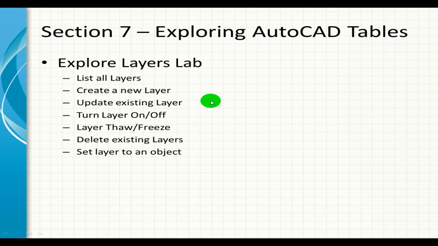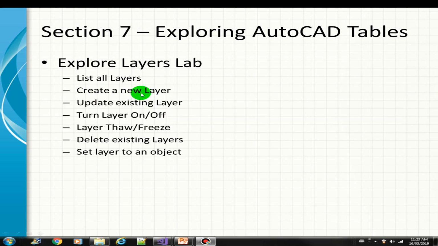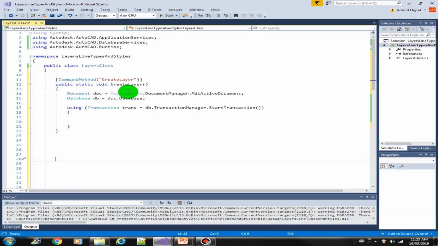Let's continue working on the layers. So our next exploration would be to create a new layer. So let's get going. I have here created a function or a method called create layer. Basically, this is being built on top of the first method that we've created from the previous video. So let's get going.